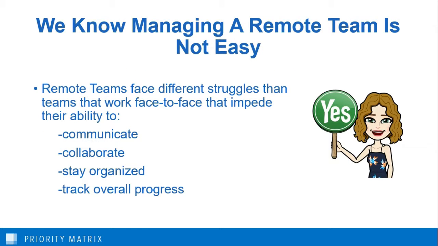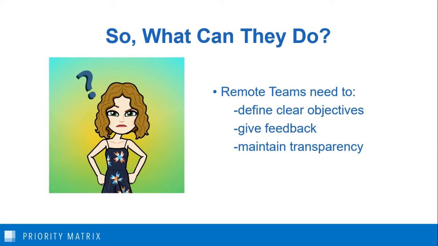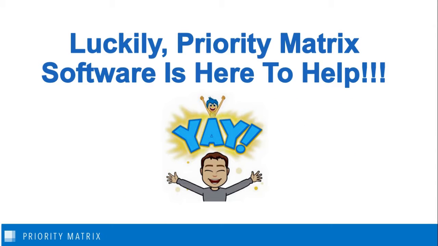Managing a remote team is not an easy task. However, it is so important for remote teams to maintain visibility. Unlike teams that work closely on a daily basis, those working virtually often encounter issues that impede their ability to communicate, collaborate, stay organized, and appropriately track overall progress. Thus, it is important for remote teams to define clear objectives, give feedback, and maintain transparency. Luckily, lightweight project management software Priority Matrix is here to help.